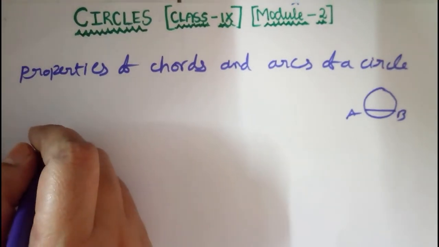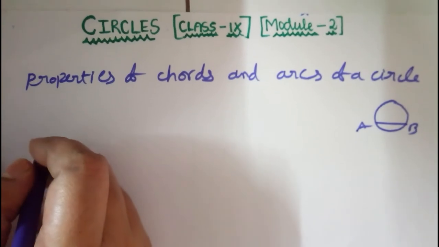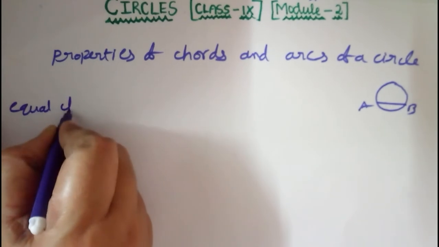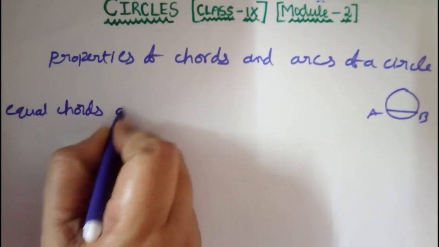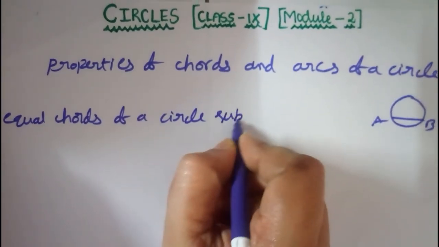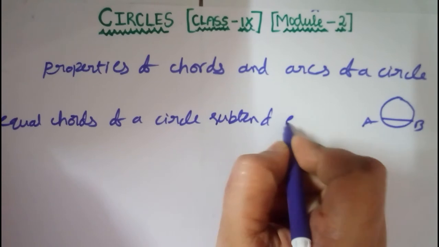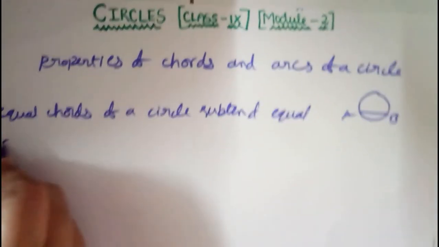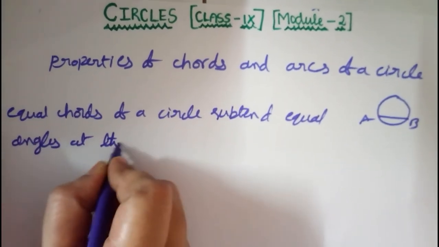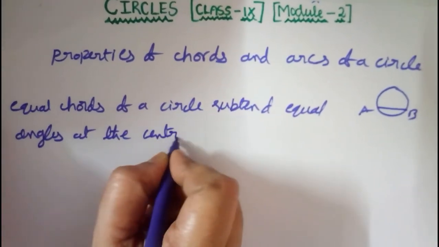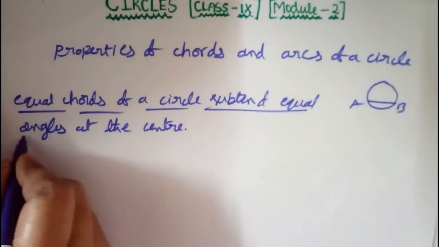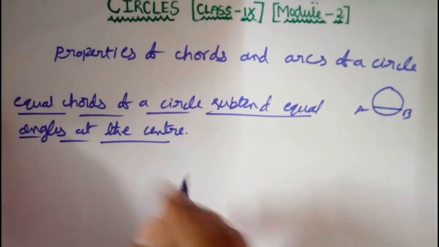Equal chords of a circle subtend equal angles at the center. You have to prove this theoretically. So what is given?